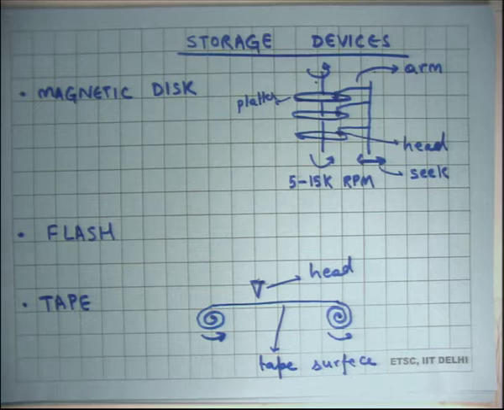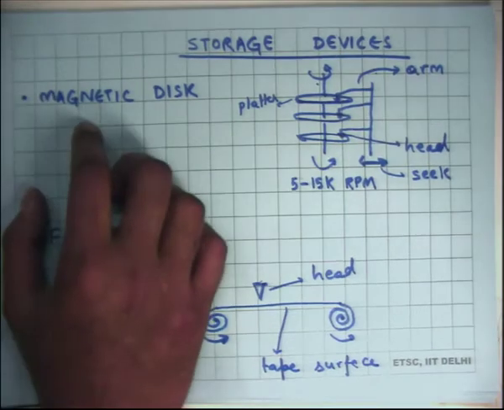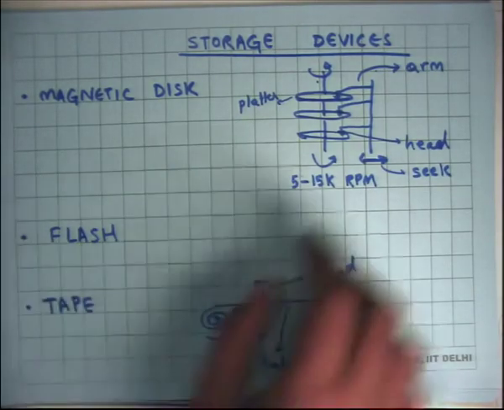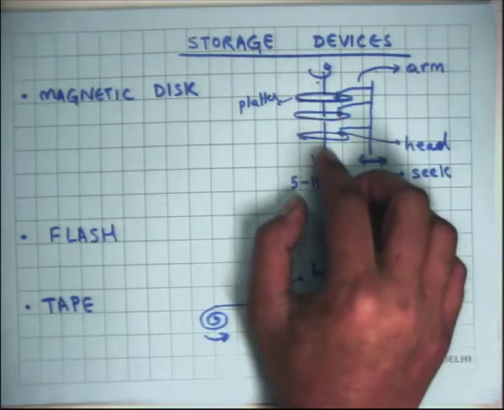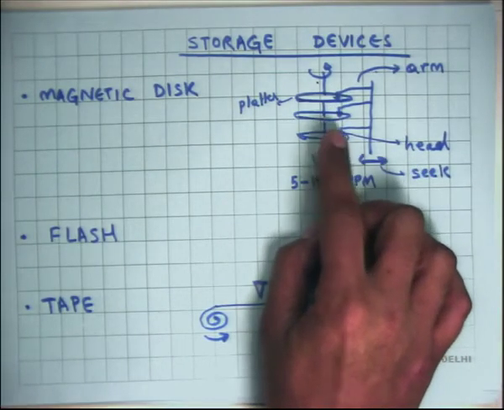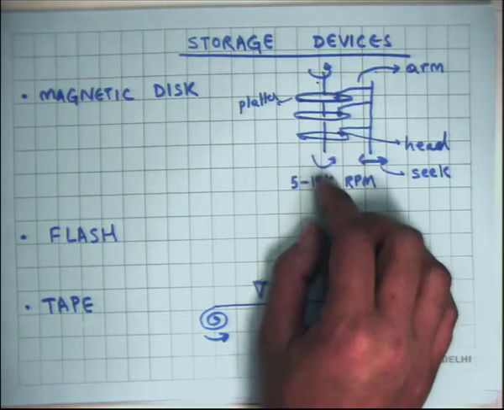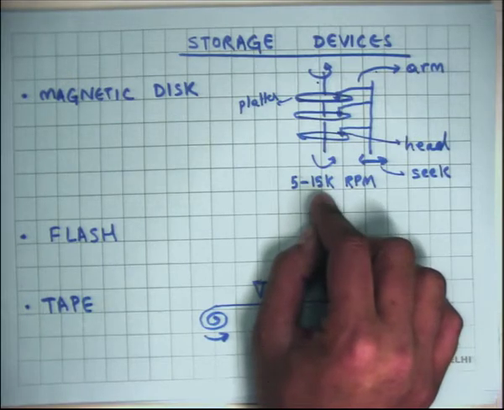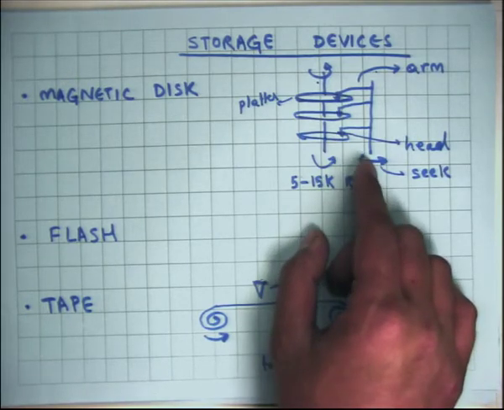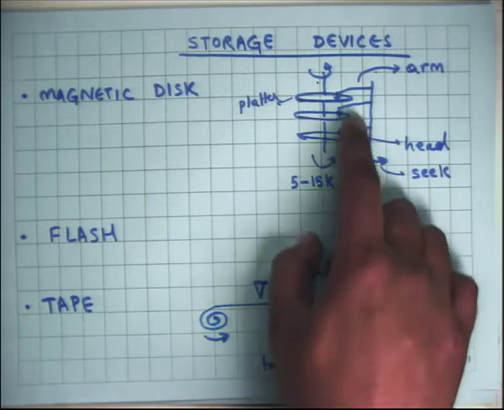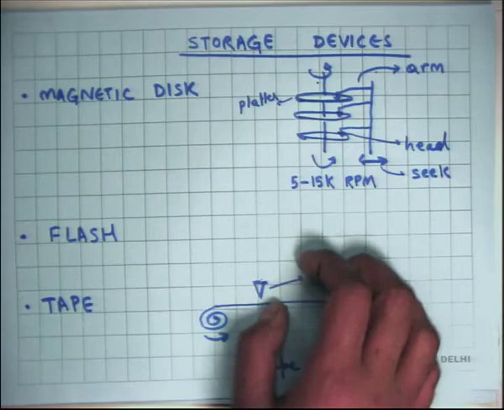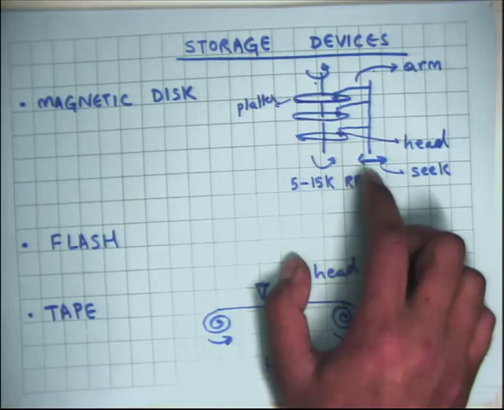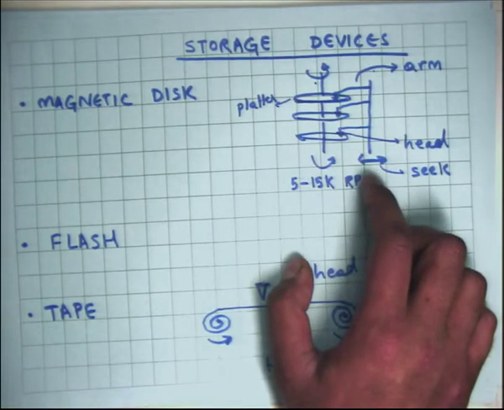Predominantly there are three types of storage devices. In fact, the magnetic disk is by far the most popular storage device, and we have already seen it. It basically has platters on a spindle, and the spindle rotates at some speed, typically 5 to 15,000 RPM. There's an actuator arm which has multiple heads that are reading this data off the platters. So these are called platters. Each surface is called a platter, and these disk arms move radially, right?